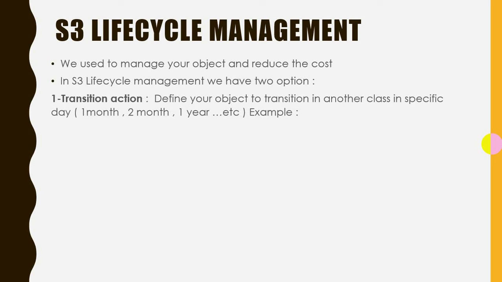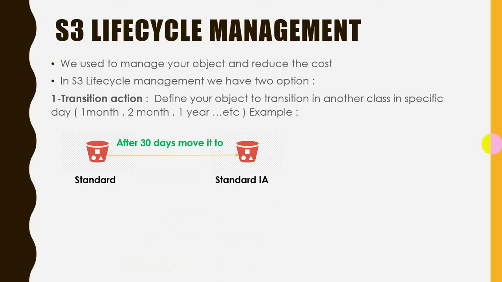This option defines when your object transitions to another class on a specific day, for example after 1 month, 2 months, 1 year, etc. For example, we have here class number one, the Standard class. Already we have buckets and we have the data. There is no edit for this data, so after 30 days we want to move it to Standard Infrequent Access. And after 180 days we will move it to archiving, the Glacier class. Okay, this is about option number one.